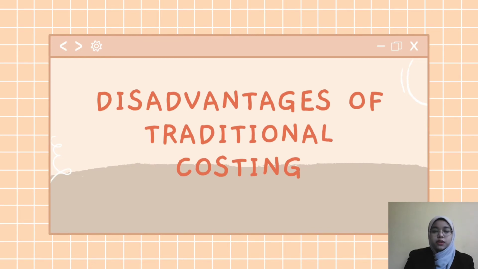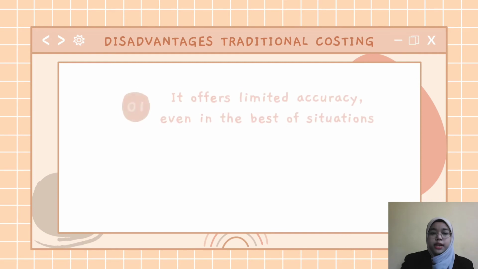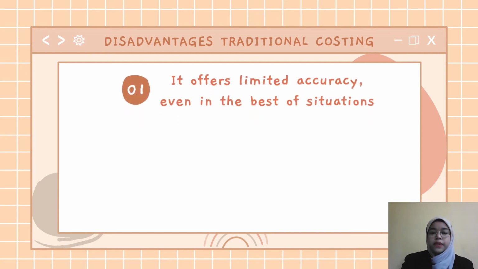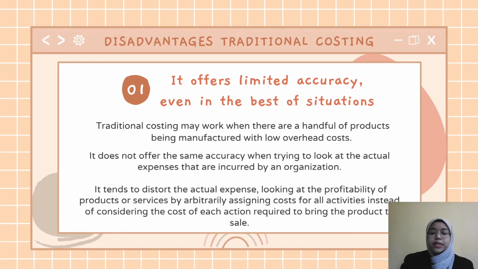Disadvantages of traditional costing. Firstly, the disadvantage of traditional costing is it offers limited accuracy even in the best of situations. Traditional costing may work when there are a handful of products being manufactured with low overhead costs. It does not offer the same accuracy when trying to look at the actual expenses that are incurred by an organization. It tends to distort the actual expense, looking at the profitability of products or services by arbitrarily assigning costs for all activities instead of considering the cost of each action required to bring the product to sale.